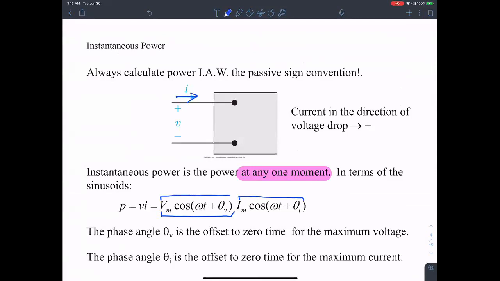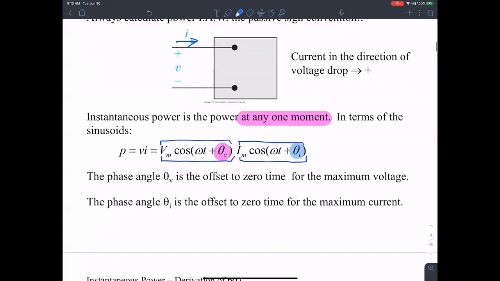We are looking at the product of voltage, which is a sinusoid, and current, which is also a sinusoid. Notice that theta V is the phase angle associated with voltage. Theta I is the phase angle associated with current. If you remember, that's the idea of phase. The phase represents the offset in zero time.